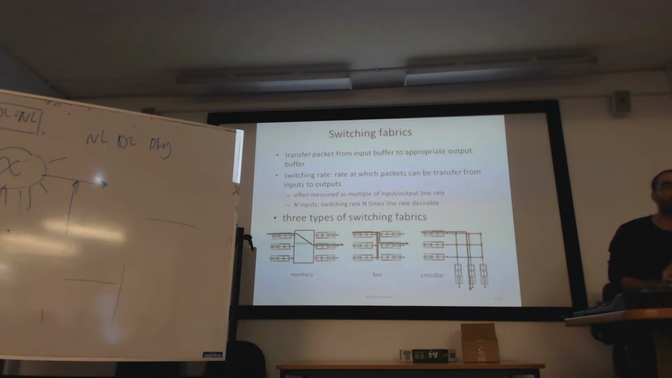Switching fabrics, how is that happening? We have 3 different types of switching fabrics. We start with the first one. First of all, it's transferring the packets. The main operation of the switching fabric is transferring the packets from an input buffer to the appropriate output buffer.